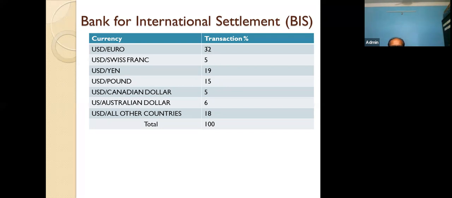So this is the transaction rate out of this 100% foreign exchange market. The highest, without saying, is with the US dollar and euro, 32%. Now this is about the other countries. Now you might be curious, sir, what about our country, our rupee with other currencies? Are you curious to know about our Indian currency, the rupee, with other countries? So let me share with you.